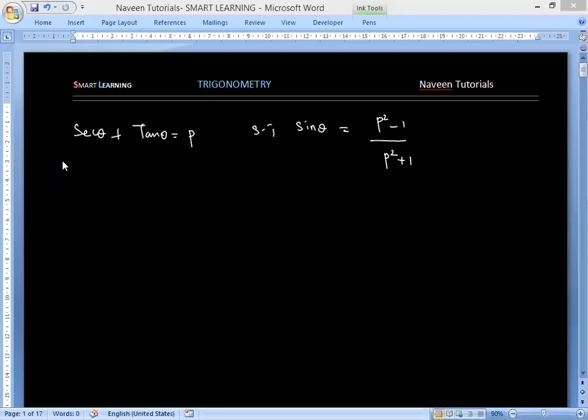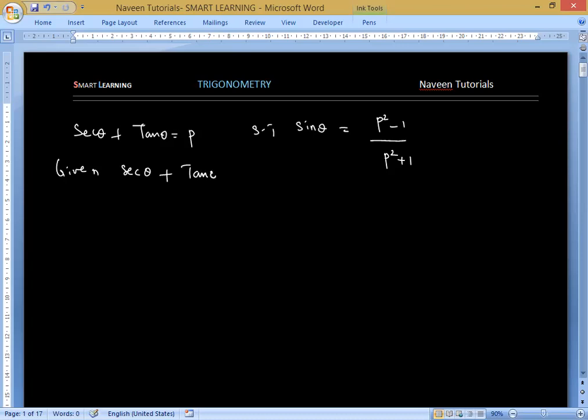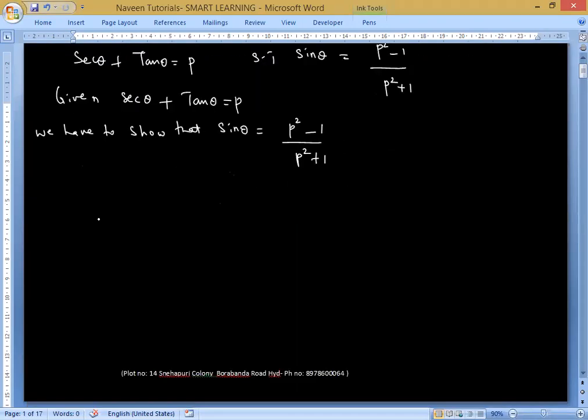First we'll write as given: secant theta plus tan theta is equal to P. We have to show that sin theta is equal to (P square minus 1) by (P square plus 1).